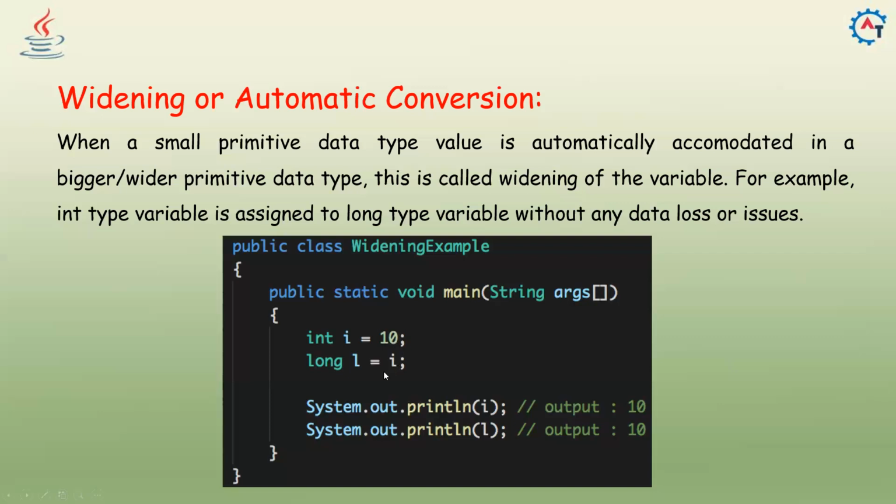Okay. So when you try to print System.out.println(i), the output is 10, and System.out.println(l), the output is 10. There is no problem. You will get the output. So you can assign lower data type values into a higher data type. Okay. So that is called widening or automatic conversion.